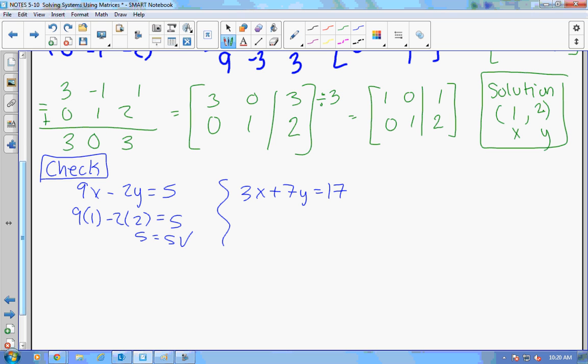The next one we're going to do is a 3 by 3, which you've already done a 3 by 3 at the very beginning of class when I gave you that puzzle.